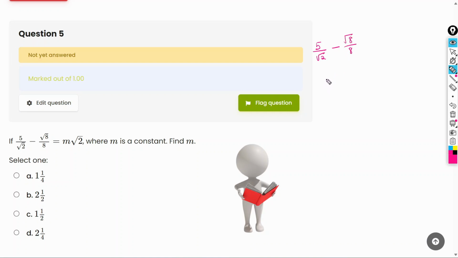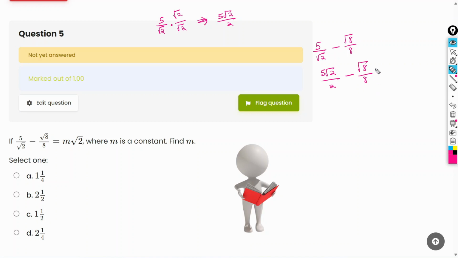Okay, I would rather rationalize first, right? So let's rationalize 5 over root 2 and rewrite it before we start the work. The conjugate of root 2 is root 2, right? So multiply top and bottom by root 2, and we end up with 5 root 2 over 2. Alright, so we have 5 root 2 over 2, then minus root 8 over 8.